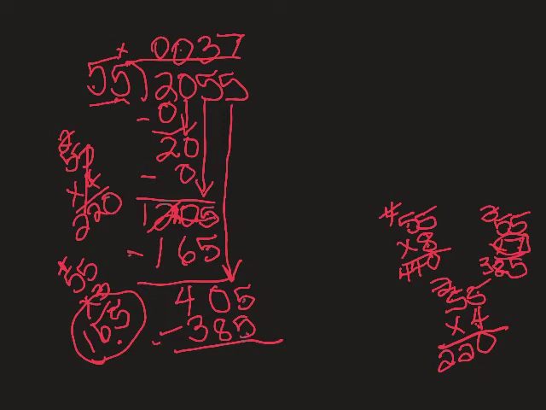5 minus 5 is 0. I can't go 0 minus 8 because 0 is smaller. So I take one of the hundreds from the 4 and it becomes a 3. I take that 100 and divide it into 10 so that I can use it here. And 10 plus 0 is just 10. So now I go 10 minus 8, which is 2. And 3 minus 3, which is 0. Okay? So now I need to check and see if I got it right.